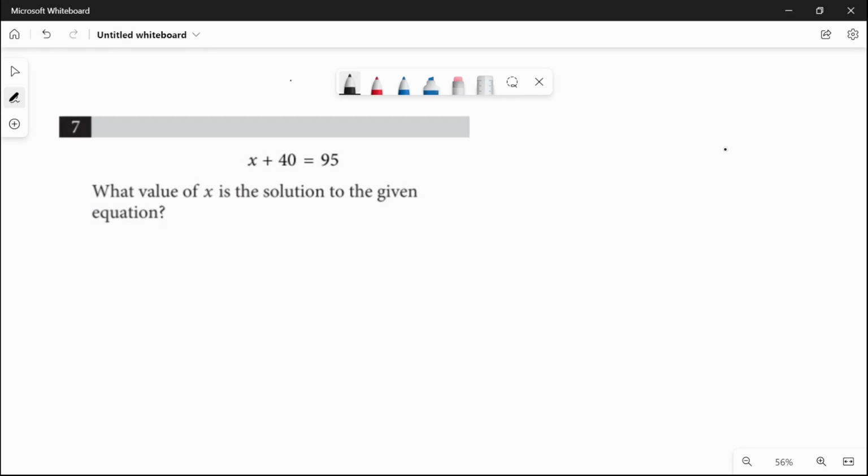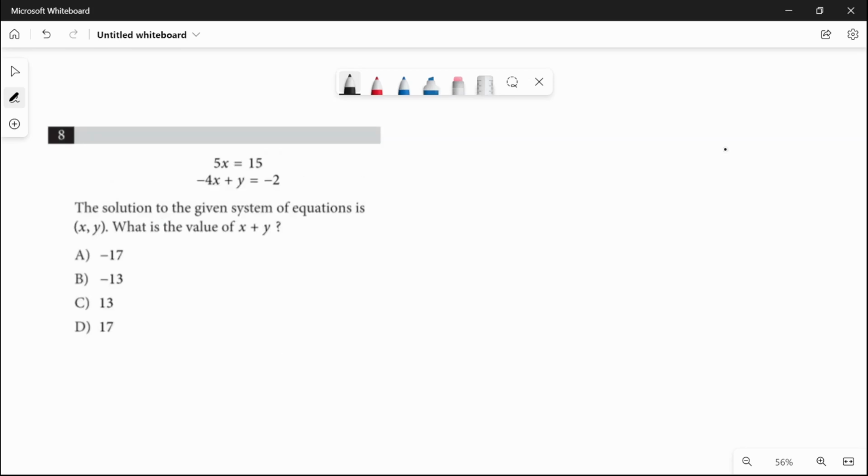Question number 7. What value of x is a solution of the given equation? So here we are going to solve for x, and we can do that by subtracting 40 on both sides. So x will equal 95 minus 40. 95 minus 40 is equal to 45. So the answer is 45.